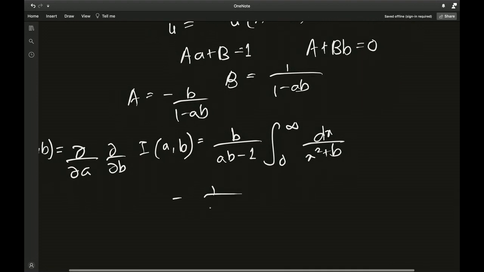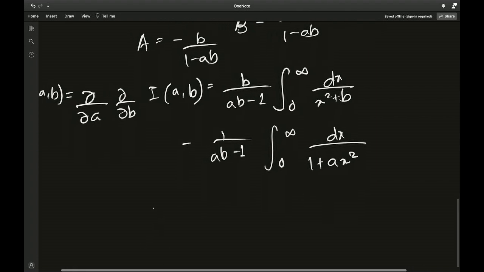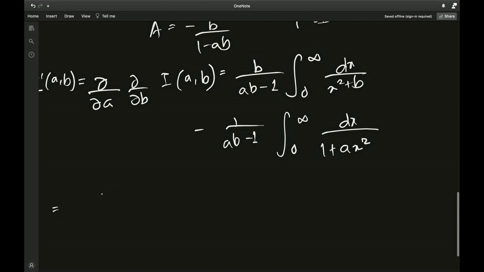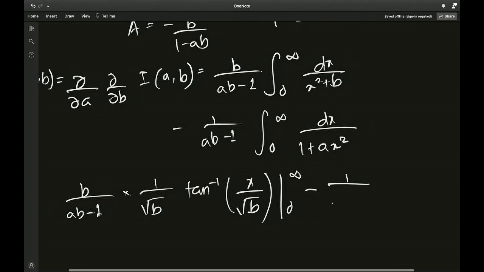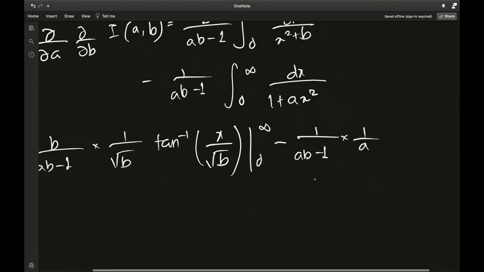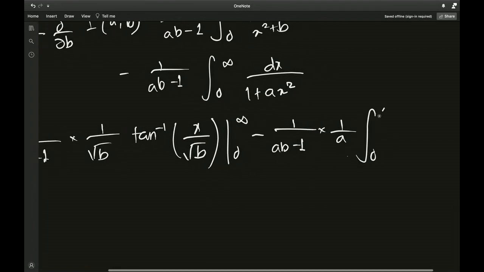minus 1 over ab minus 1 integral from 0 to infinity of dx over 1 plus ax squared. Now the first integral isn't that hard, so we have b over ab minus 1 times 1 over square root b inverse tangent of x over square root b evaluated from 0 to infinity minus, I would like to pull out a from the denominator, integral from 0 to infinity dx over x squared plus 1 over a, which I will write as 1 over square root a, but the whole thing squared.